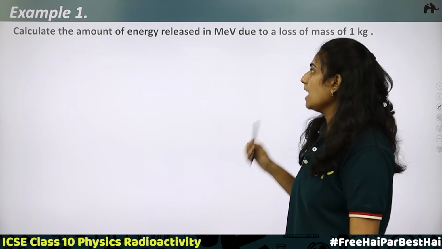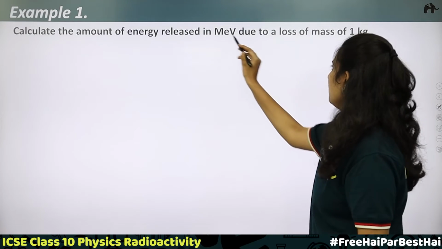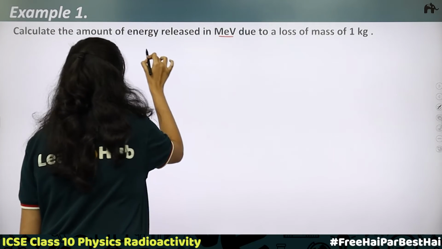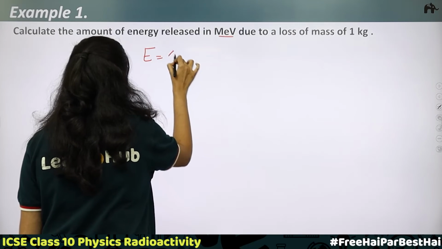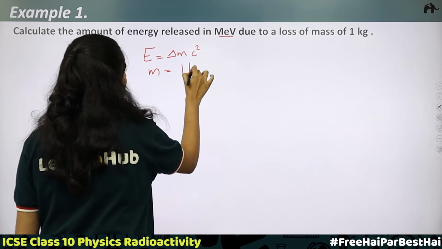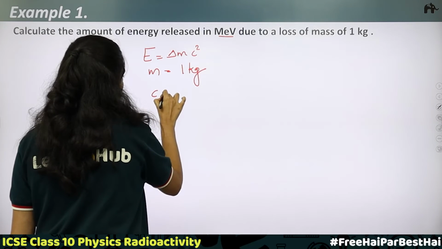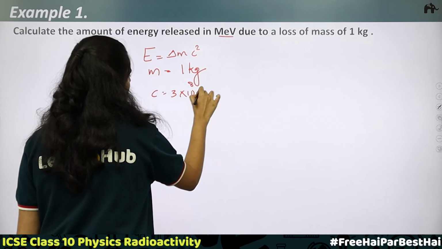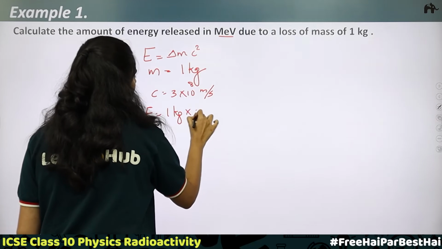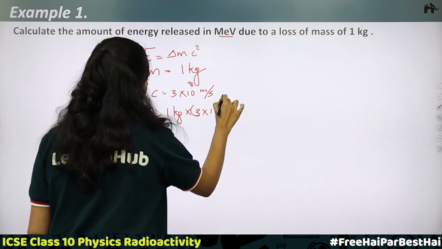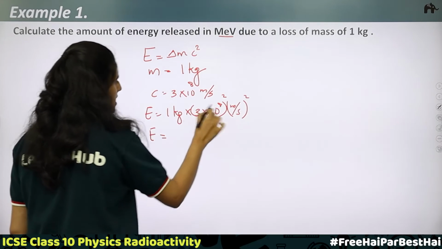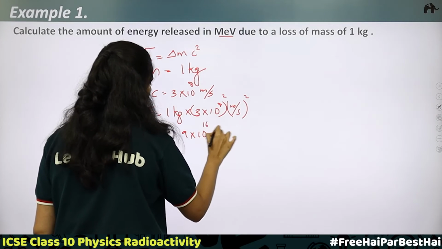Let us take an example. Calculate the amount of energy released in MeV due to a loss of mass of 1 kilogram. Here we have Einstein's mass energy equivalence, E = Δmc². The mass in this case is given as 1 kilogram. c is equal to 3 × 10^8 meter per second. Now energy is equal to 1 kilogram × (3 × 10^8)² meter² per second². So you will be getting the energy in joules, that is 9 × 10^16 joules.